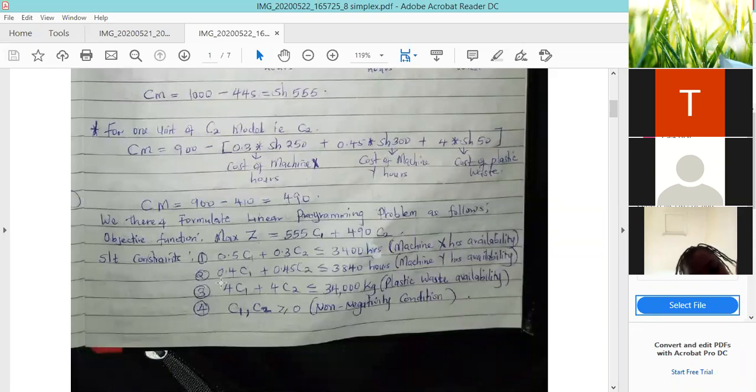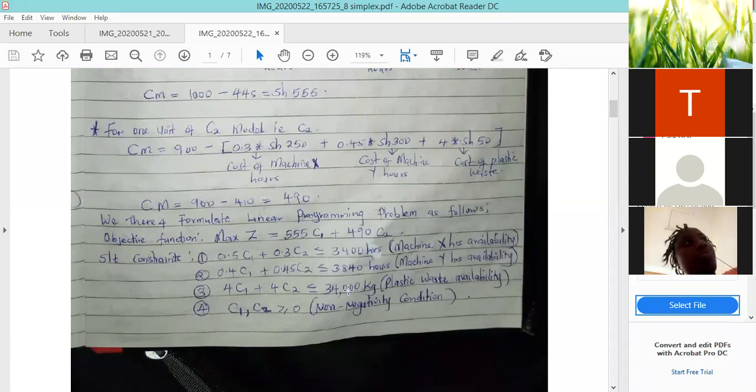Let's go back to the data given. We have the C1 using 0.5 hours from machine X, 0.4 hours from machine Y, and we are now going across. Previously, I was using the figures column-wise. Now I'll be using them horizontally, that is from each row. I'll start with the machine X hours, which will be used by both model C1 and C2. A unit of C1 would require 0.5 from machine X, and a unit of C2 would require 0.3 hours from machine X. So in total, we constitute an equation, but we cannot exceed the available amount of hours equivalent to 3,400 hours. So that is how I formed my first inequality as a constraint posed by the availability of machine X hours.